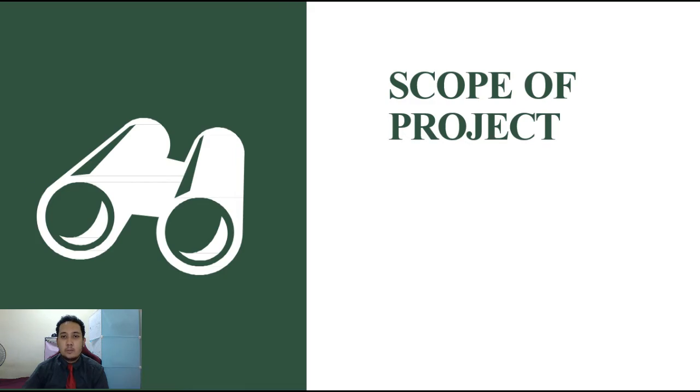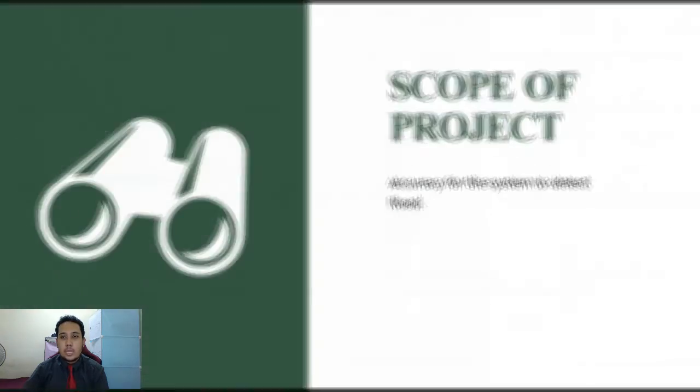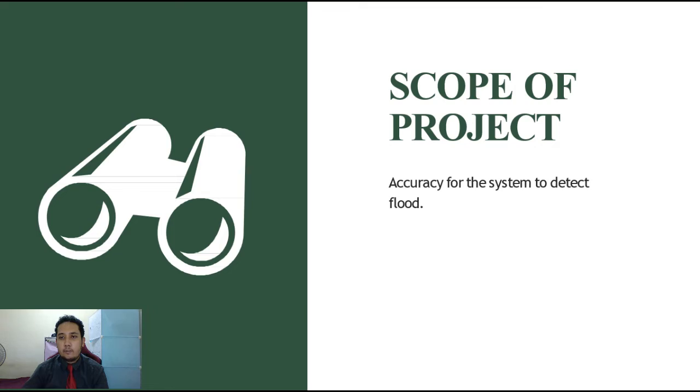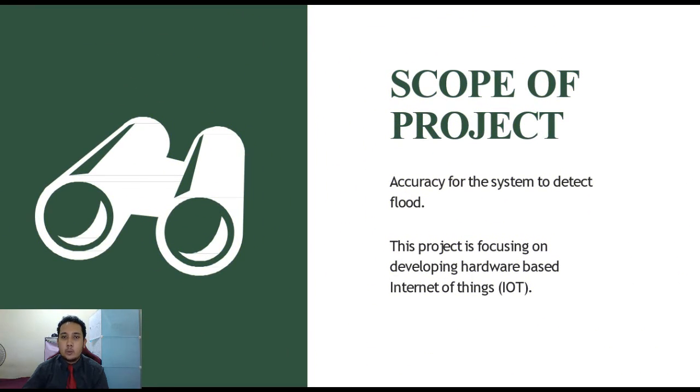Next, the scope of the project is focused on accuracy in order to detect floods and on developing hardware based on the Internet of Things. As we know, accuracy is used to assess just how well the average of multiple measurements stacks up against the standard measurement of the same item or the true value, so accuracy is the main role in this project.